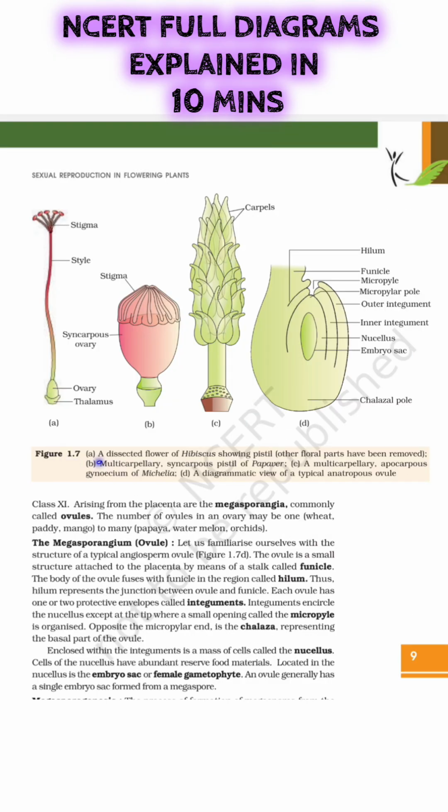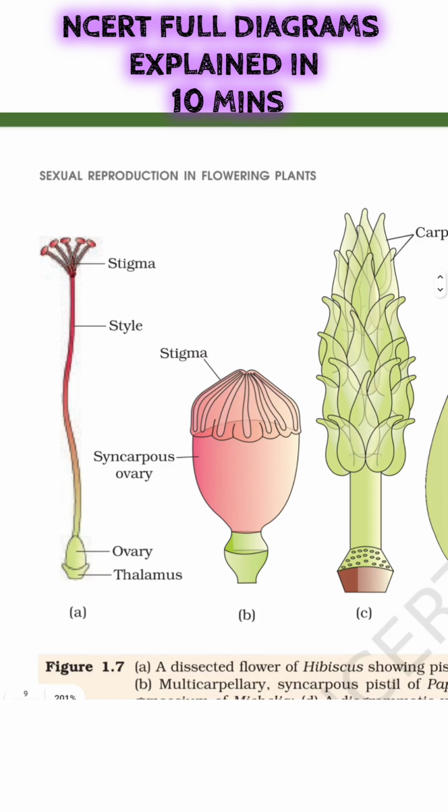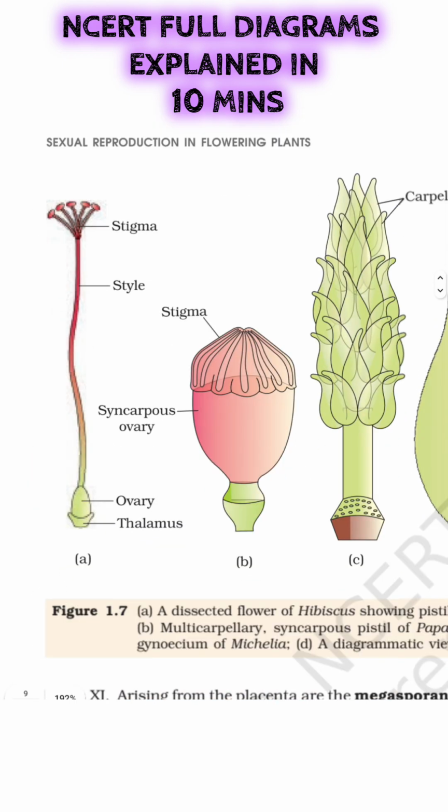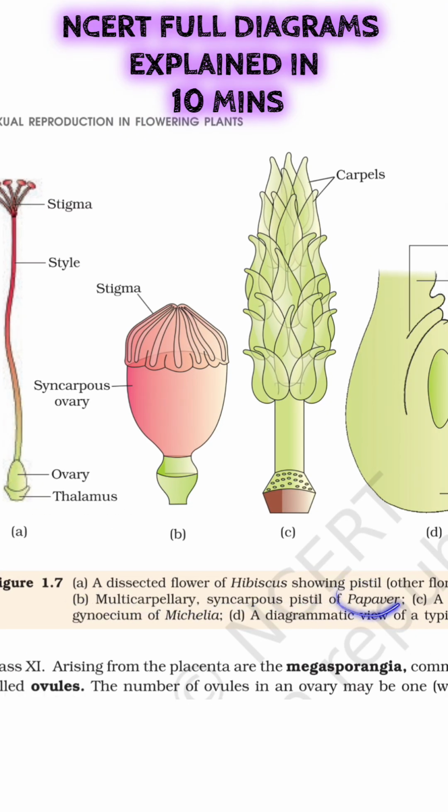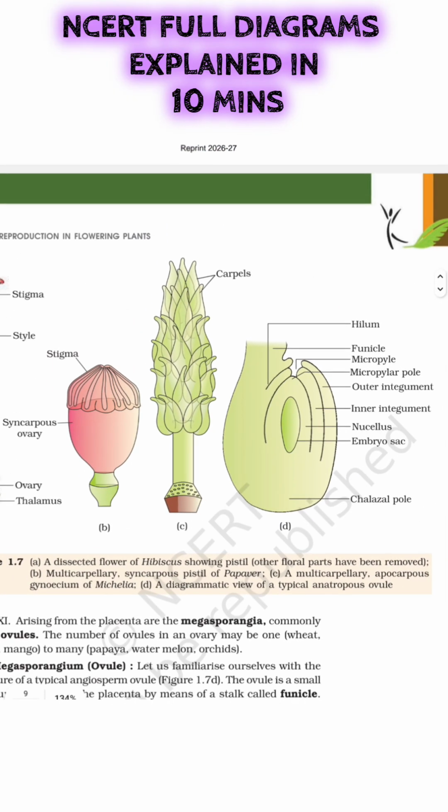Now this is figure 1.7, a dissected flower of hibiscus showing pistil. You can see the pistil here, that is stigma, style and ovary, right? You can see how many, 1, 2, 3, 4, 5 here, and then you can see ovary, and then you can see thalamus. This is A part. B part shows a multicarpellary syncarpous pistil of Papaver. You can see the stigma there, and here you can see the different carpels. In the third part, it is a multicarpellary apocarpous gynoecium of Michelia.